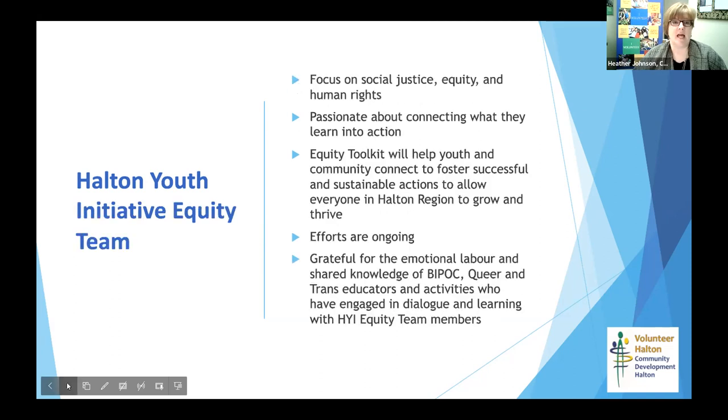The Halton Youth Initiative Equity Team is the creative mind behind today's presentation. This group was established during the pandemic with a growing attention on social justice, equity, and human rights. This team is passionate about connecting what they learn and turning it into action. The Equity Toolkit is one way they help youth and the community connect to make successful and sustainable actions that will allow everyone in Halton region to grow and thrive. They want to acknowledge that their efforts are ongoing and couldn't have been possible without the emotional labor and shared knowledge of the BIPOC, queer, and trans educators and activists from whom they've learned so much.